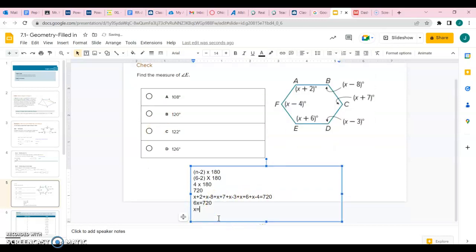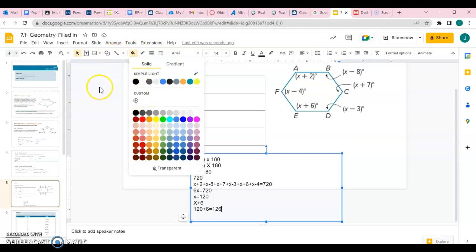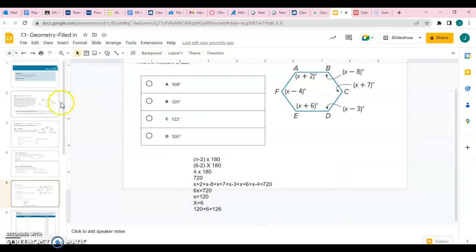So x equals 120. I'm not done yet. If I go back and look at the problem, it asks me to find the measure of E. So E is x plus 6, and I know that x is 120, so I'm going to do 120 plus 6 equals 126. So my answer would be D. If you're not sure how I got that, raise your hand and I'll come over and explain it again.